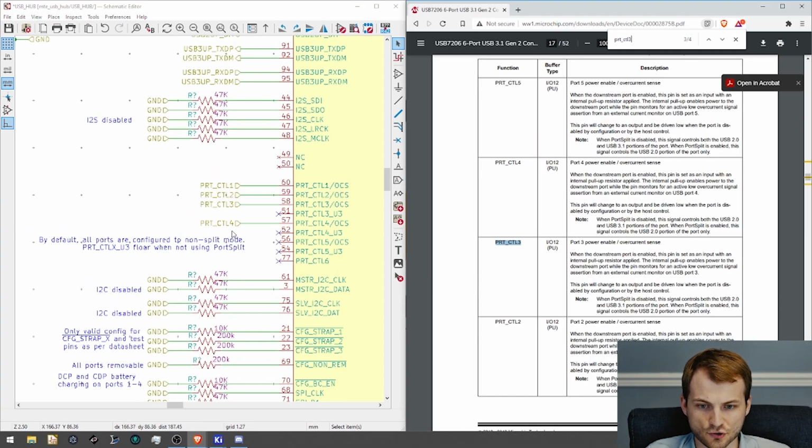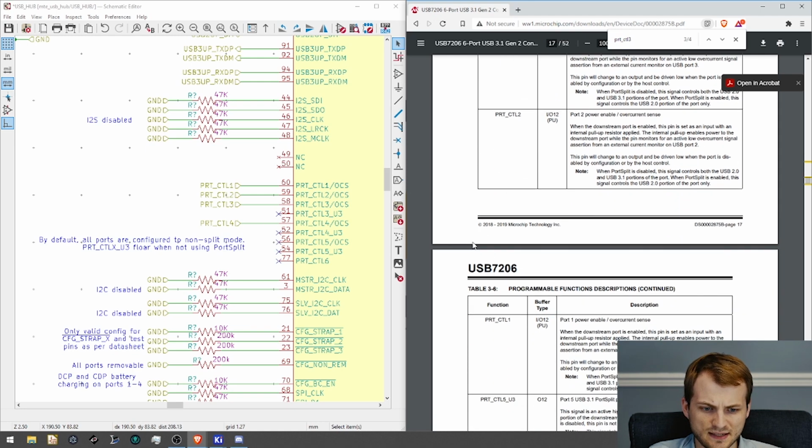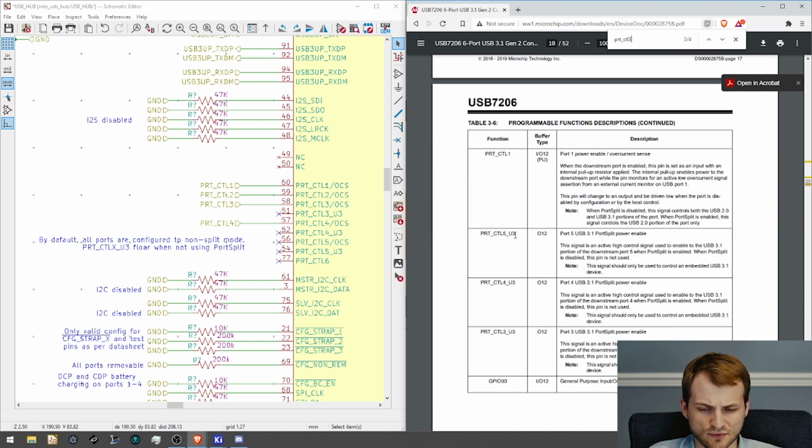For the port control pins, this was one of the more confusing things to kind of figure out. So the port control 1234/OCS is over current sense, and this also talks to the downstream power supply or the current sense, and this is used to determine if there's an overcurrent issue and how to handle it. The other pins that are the _U3, that's if we're using what is called port split.